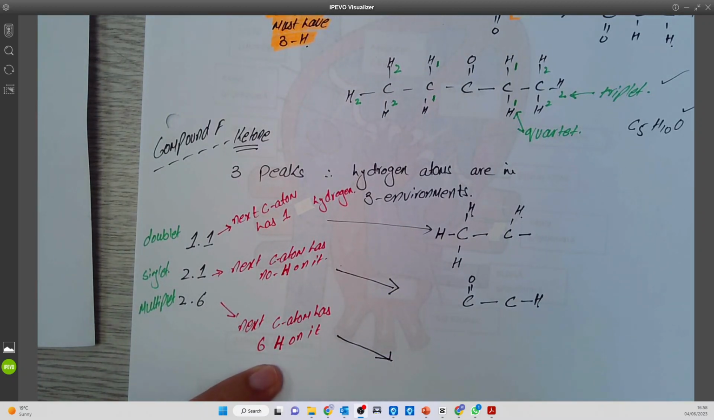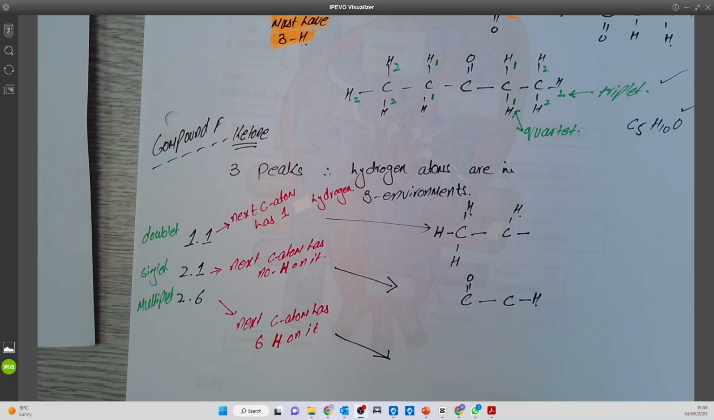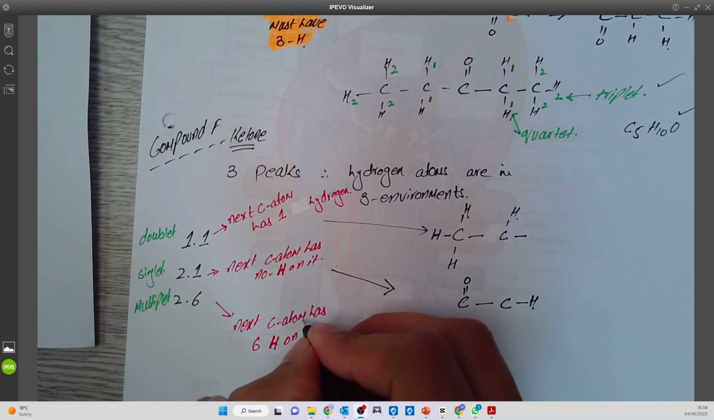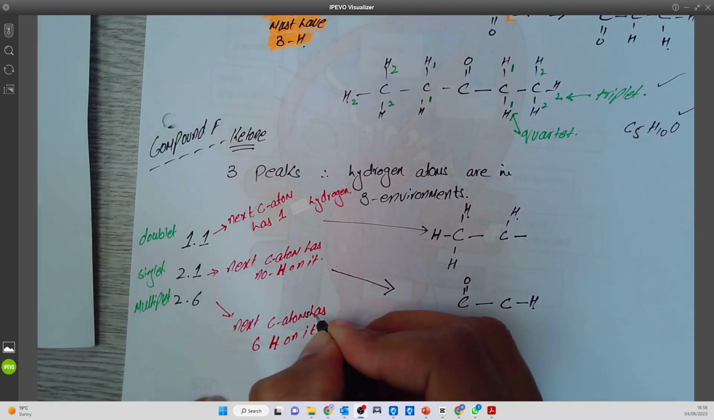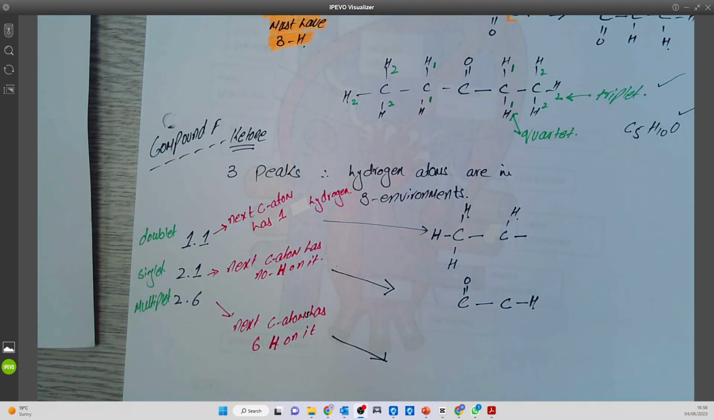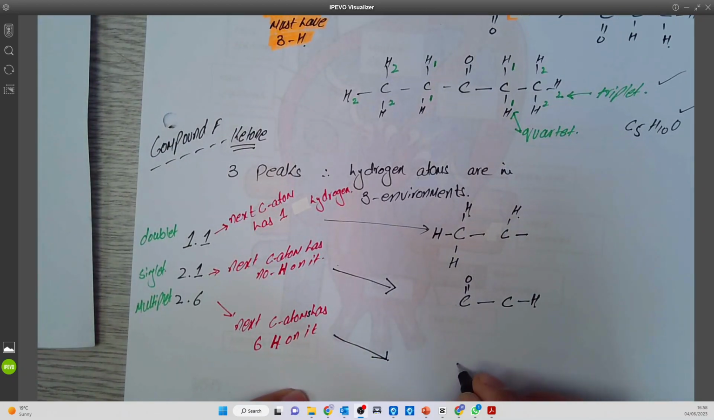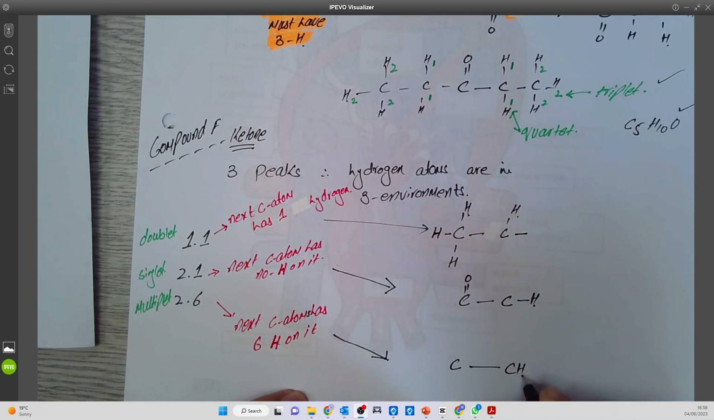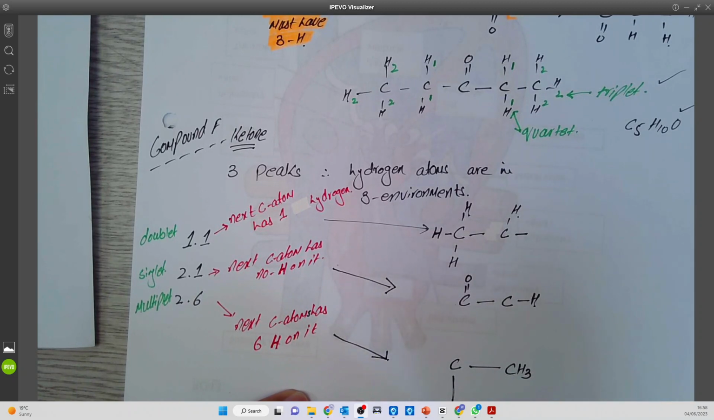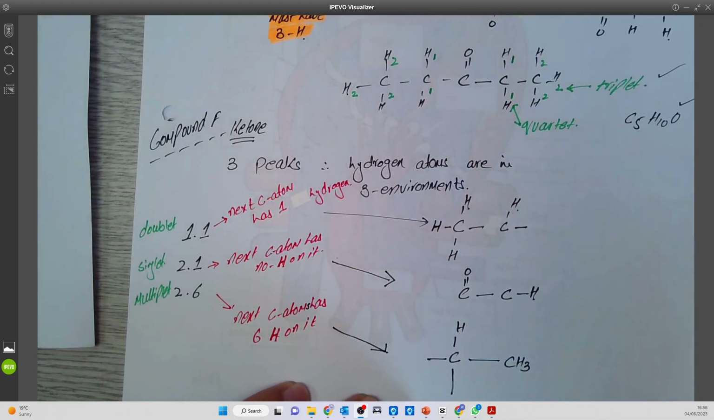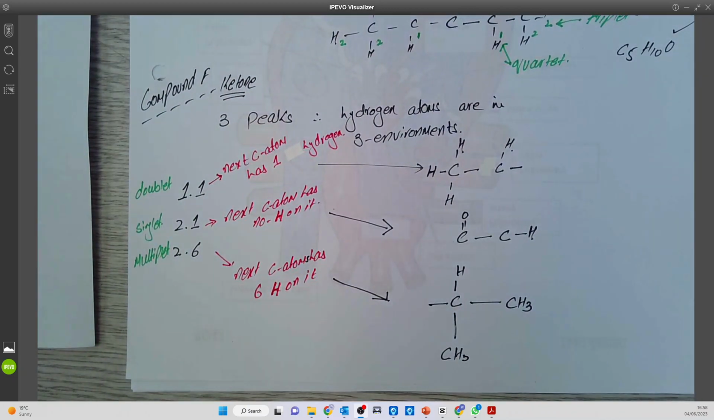This one says the next carbon atom has 6 hydrogens on it. Next C atom has 6 hydrogens. Now I need to modify this. Could be atoms, right? Because one carbon can only have up to 4 bonds. You can't have 6 hydrogens on it. So basically there are 2 carbons next to this. So it will be something like C, CH3 and CH3. Here you'll have H and something. Are we happy with this bit so far?